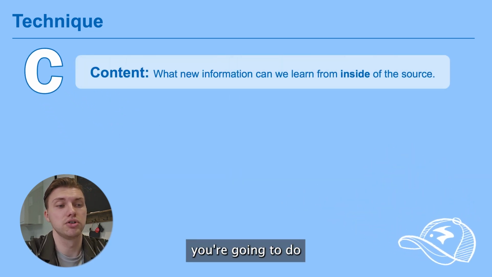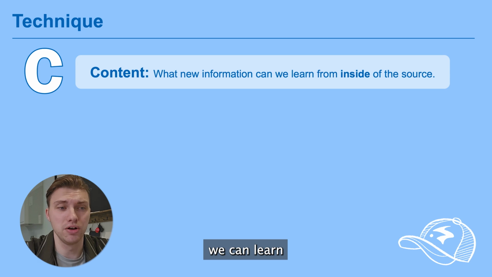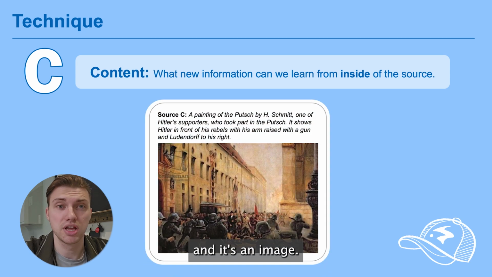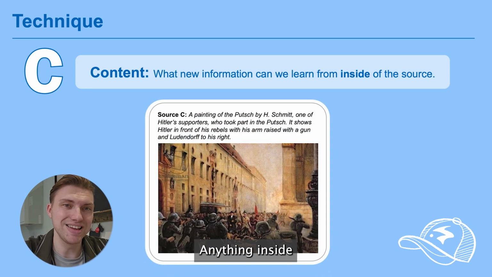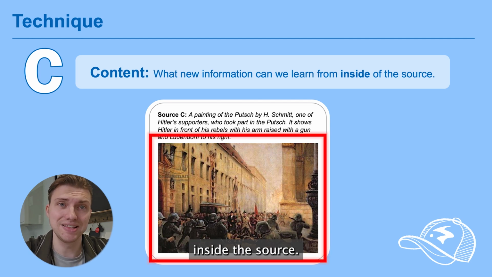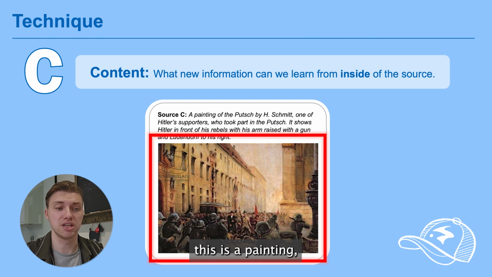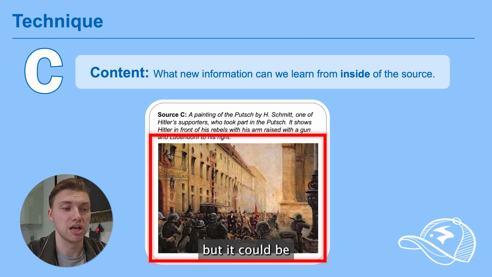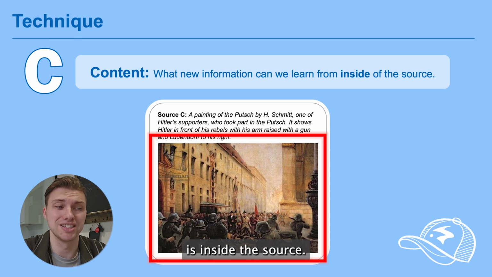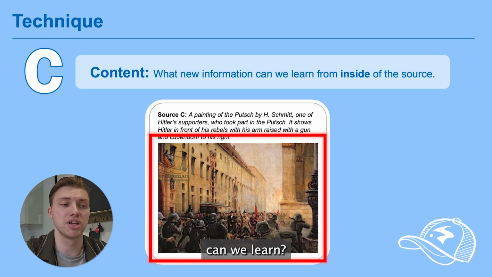So the first thing you're going to do is look at what we can learn from inside these sources. And when I say inside the source, what I mean is this. Say we've been given a source and it's an image. Anything inside the image that I've highlighted in red here, I would consider to be inside the source. For example, this is a painting, but it could be an extract of text, it could be a poster, it could be a photograph. Anything within the text, within the picture itself, is what I say is inside the source. So what new information can we learn?